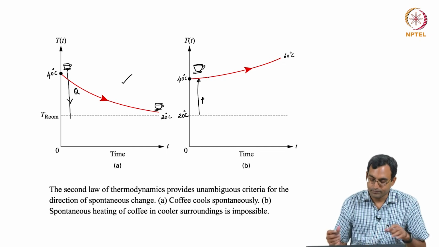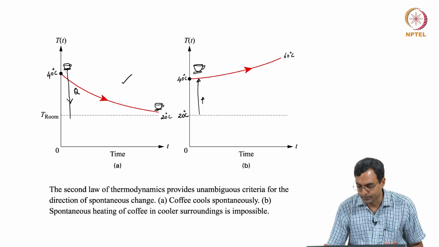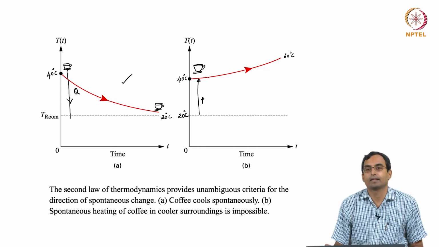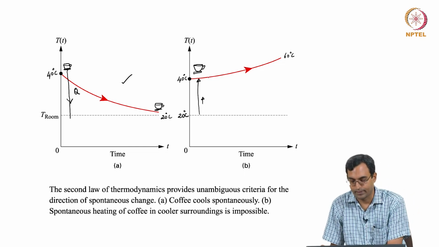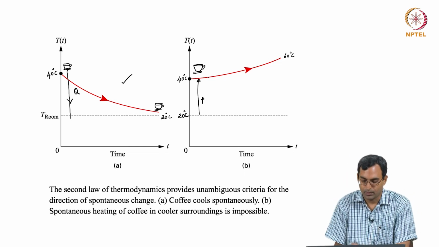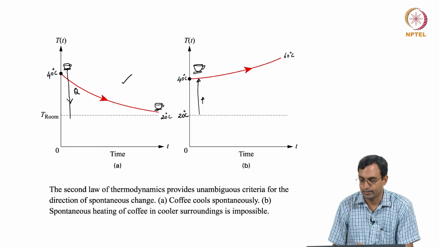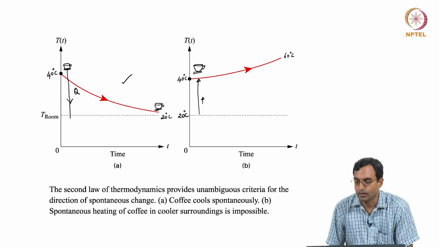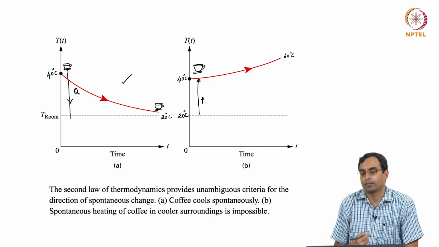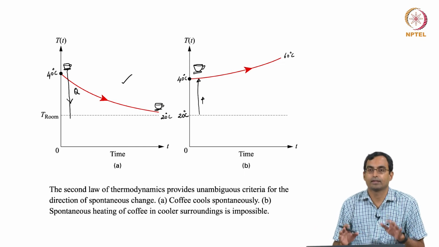So, in the first law, things are all symmetric. Things can happen in any direction, there is no problem. But the second law says things can happen only in certain directions unless there is some external intervention. So, spontaneous heating of the coffee in cooler surroundings is not possible. So, what we see is that the second law gives direction to processes. The first law says everything can happen in any direction, but the second law says no, things can only happen in certain directions spontaneously.